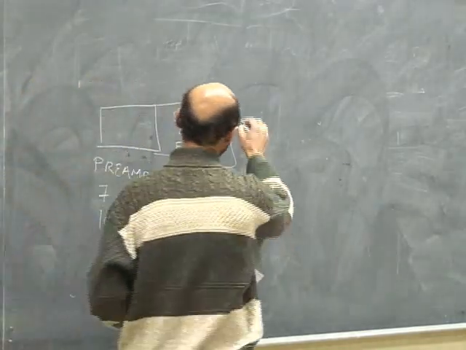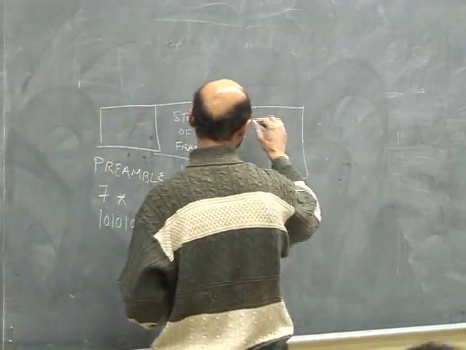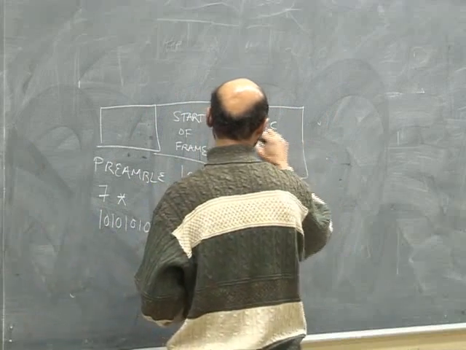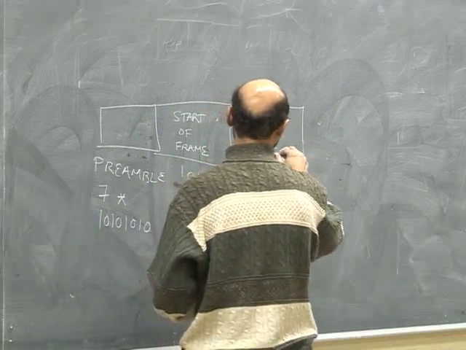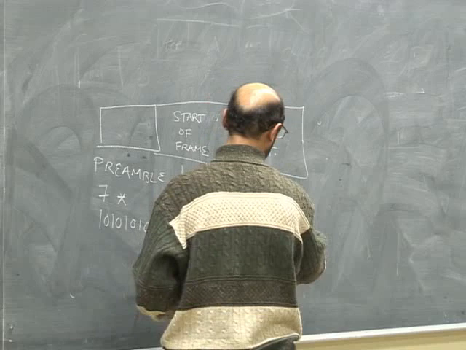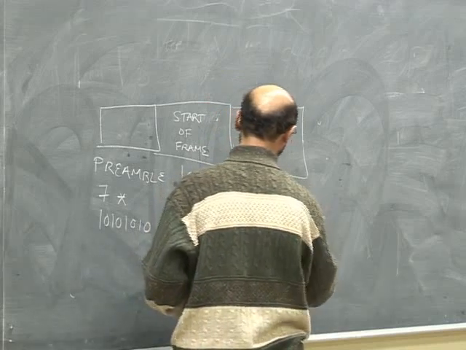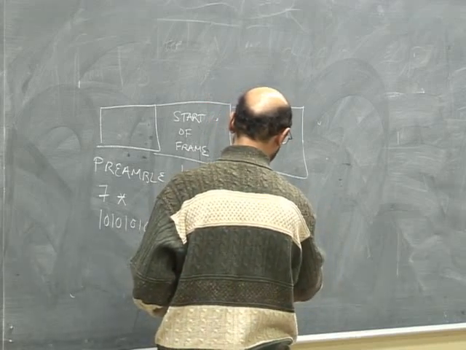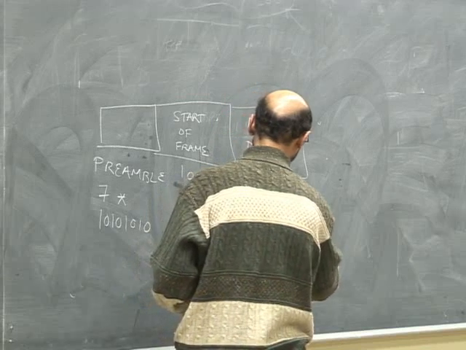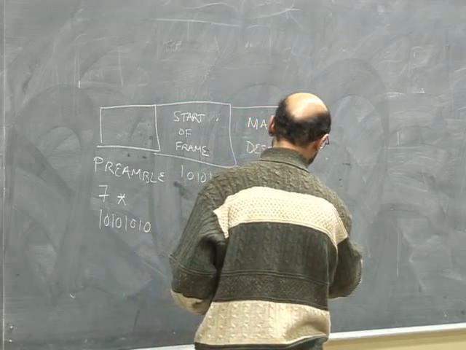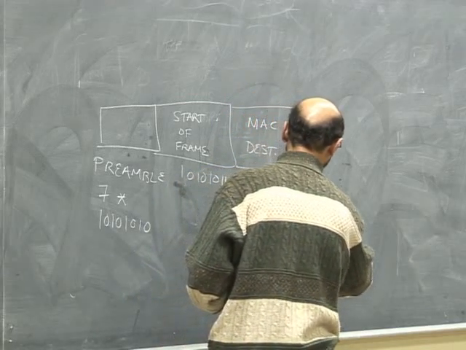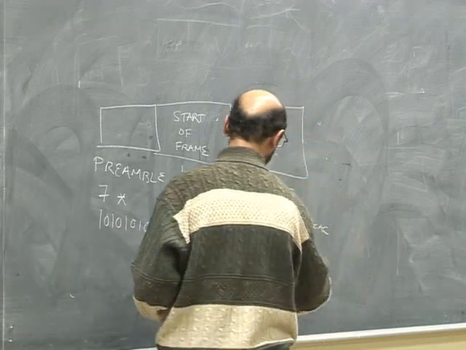What is the data? Well, we have a MAC destination, so we need the destination address. And this is 6 bytes. And if you remember, the 6 bytes are 3 bytes for the manufacturer ID, and then 3 bytes is the serial number.